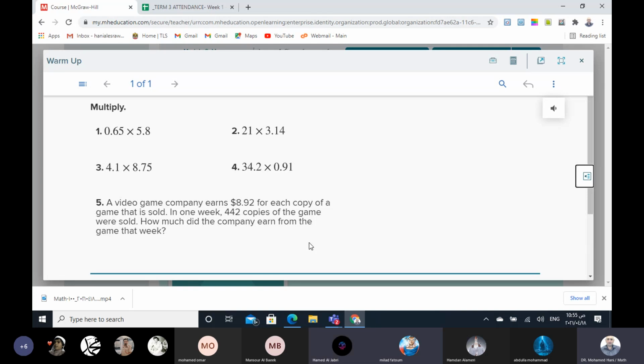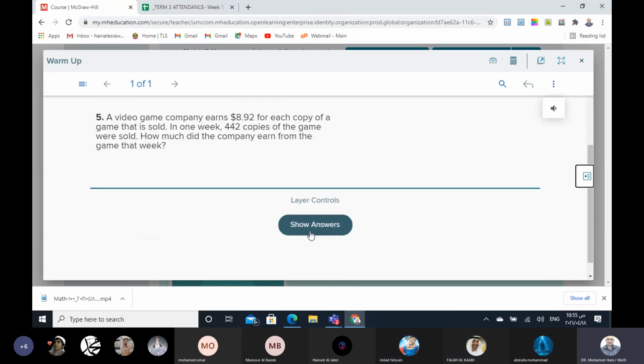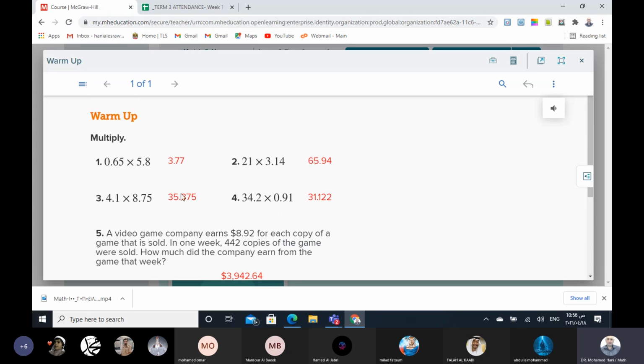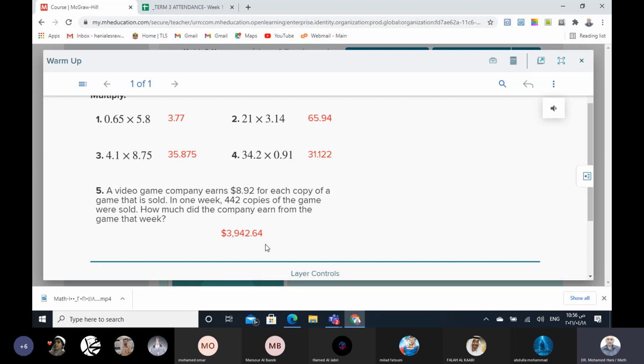The answer is 3,942.64. Great for all. Let's check the answers. Here 3.77, here 65.94, here 35.875, and here 31.122, and here the operation is multiplication, 3,942.64. Great. Are the answers that I said right?